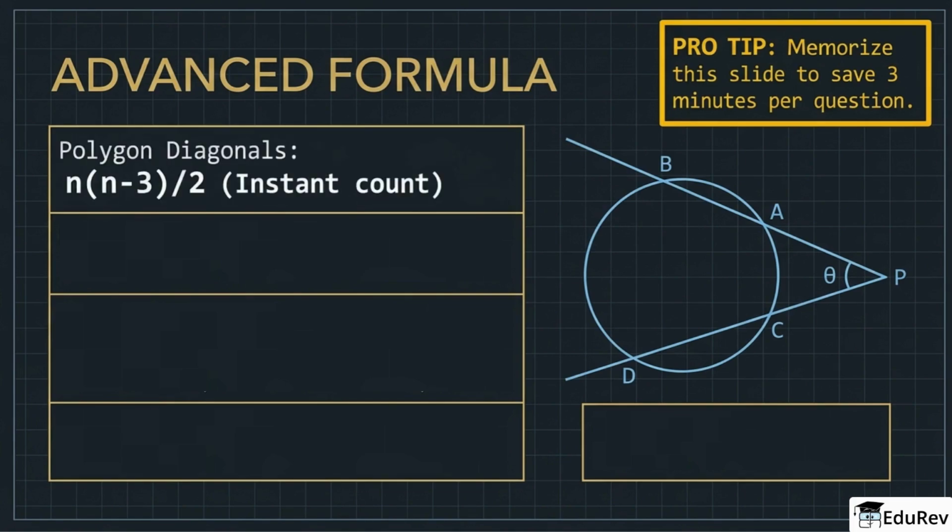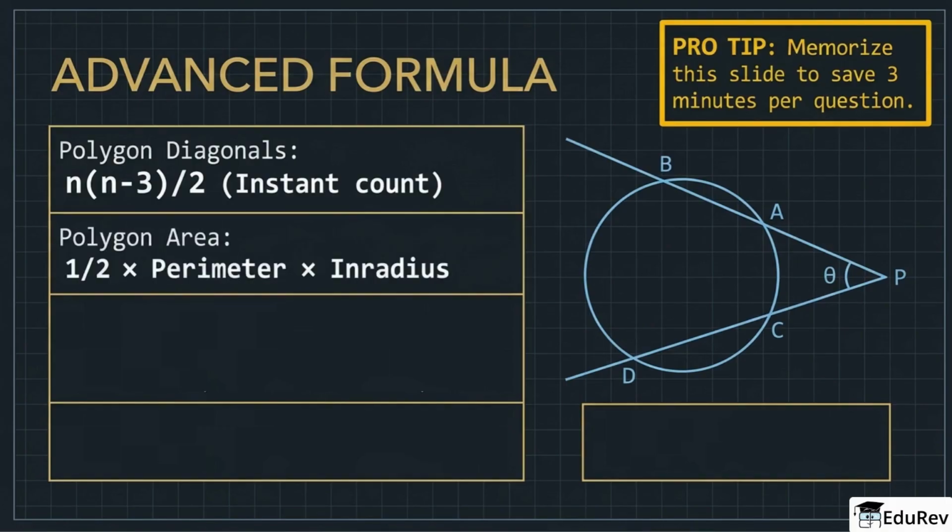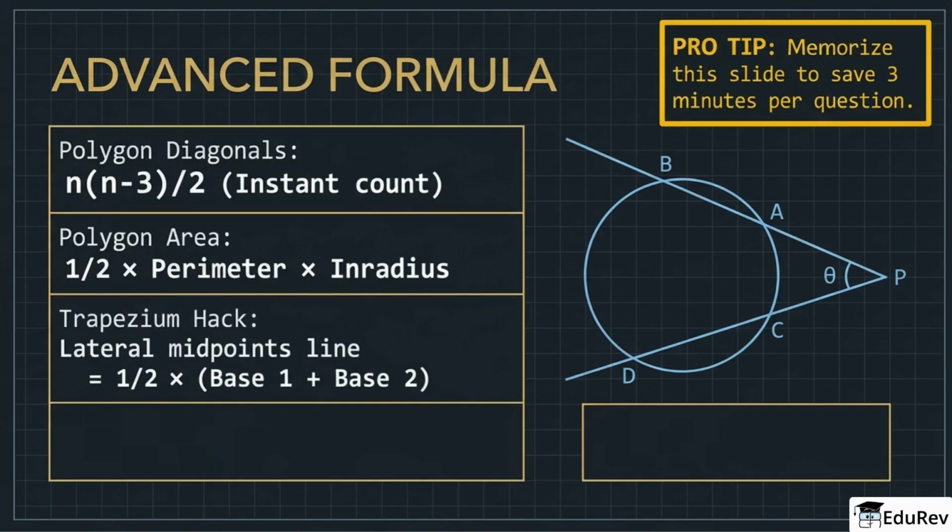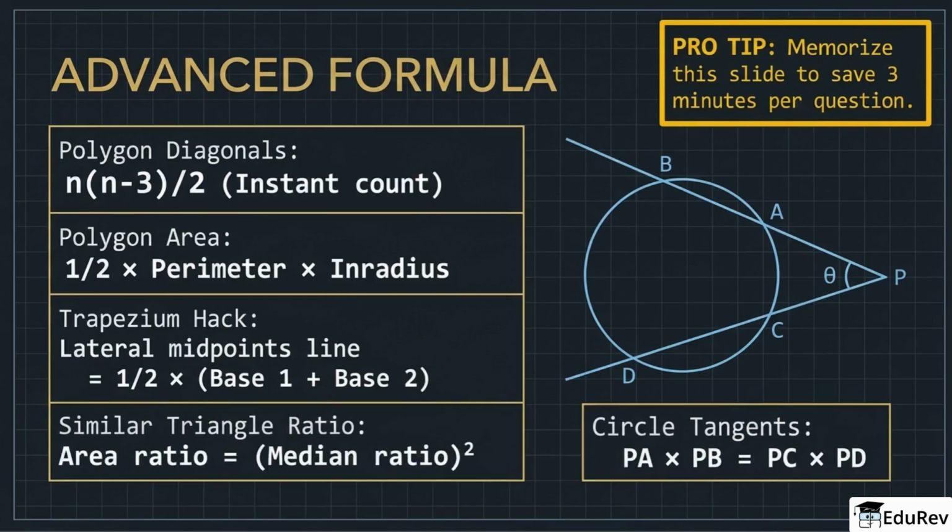Polygon diagonals can be counted instantly with n(n-3)/2. Polygon area can be expressed using perimeter and in-radius. And the trapezium midpoint trick is a quick structural shortcut. The tangency relation PA times PB equals PC times PD is another high-yield result, especially in circle questions. The pro tip on this slide is worth remembering. One well-memorized slide can save several minutes across the paper.